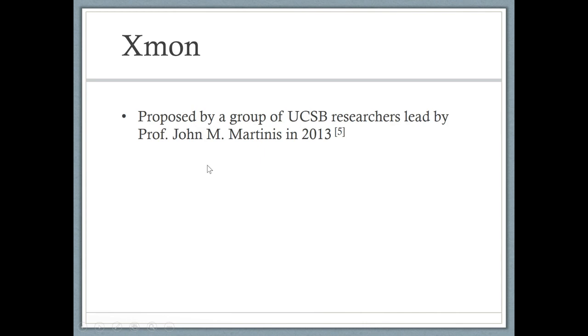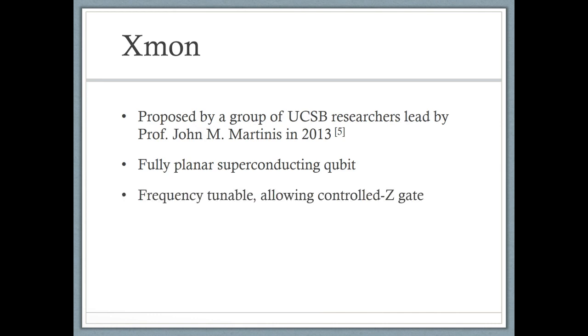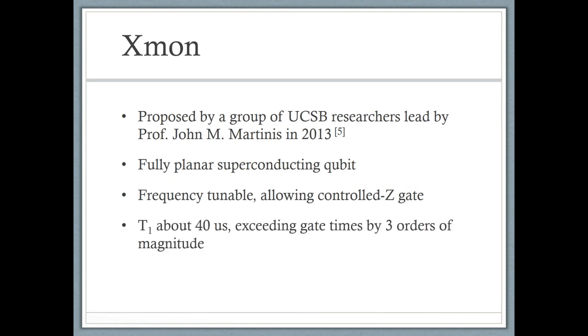So the X-bond was proposed by a group of UCSB researchers led by Professor John M. Martinis in 2013. It is a fully planar superconducting qubit, which is very suitable for scaling up and manufacturing. It is also frequency tunable, allowing Control Z gate. And finally, it has a relaxation time T1 of about 40 microseconds, exceeding gate times by 3 orders of magnitude.